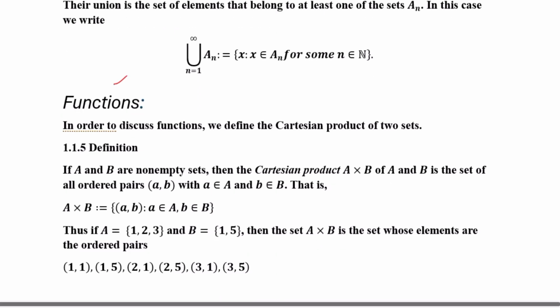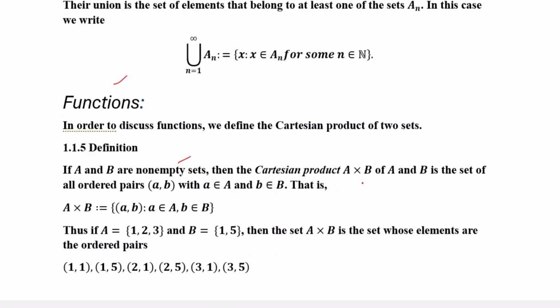If A and B are two non-empty sets, then their Cartesian product is denoted by A cross B, and it is the set of all ordered pairs such that the first element of the ordered pair belongs to the first set A and the second element belongs to set B.